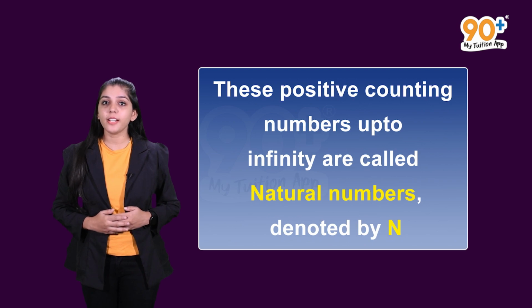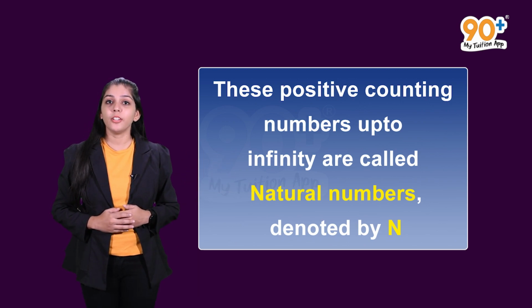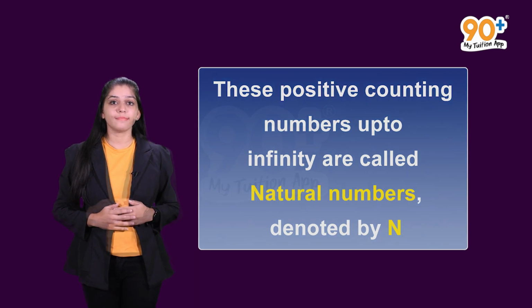Let's take a few balls in a bag and count how many balls are there in this bag. You count it like 1, 2, 3 and so on. Wait, what are these? These are called counting numbers. These positive counting numbers up to infinity are called natural numbers and we denote it by capital N.